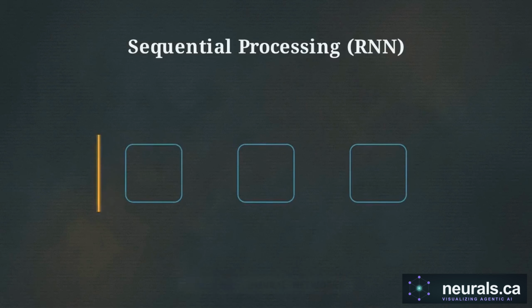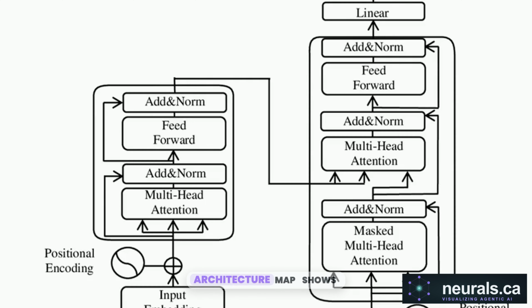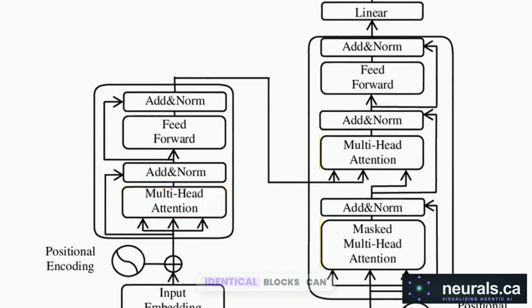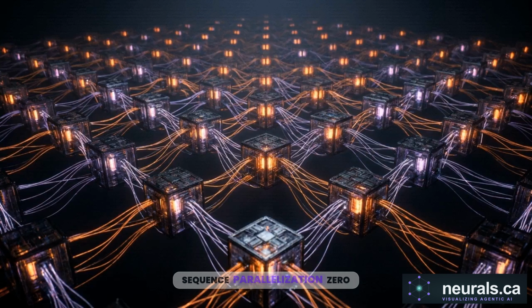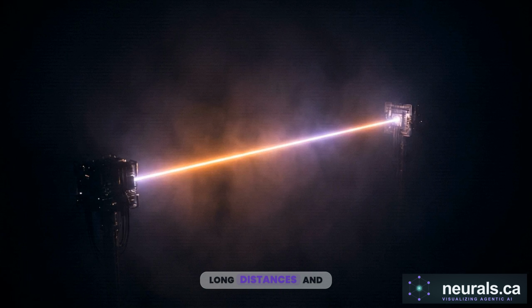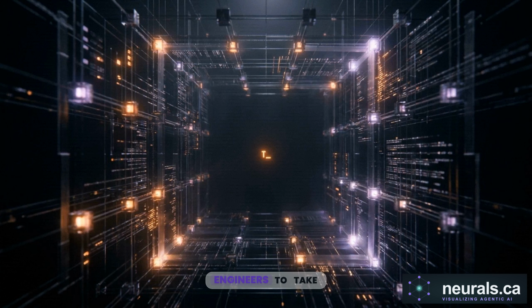Older language models, like recurrent neural networks, read a sentence one word at a time. This architecture map shows the core mechanic driving that connection: a standardized multi-head attention block. These identical blocks can be stacked endlessly to increase the model's capacity. Total sequence parallelization, zero signal loss over long distances, and modular scalability. Together, these traits allow engineers to take a basic text predictor and scale it up into a massive frontier model.